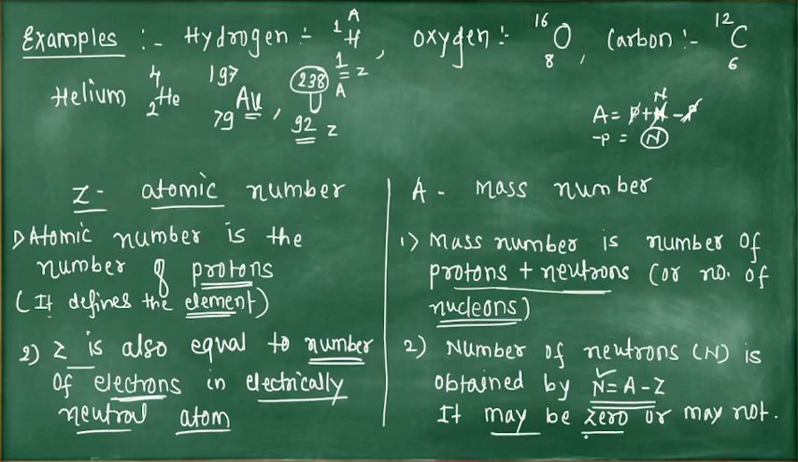Now the number of neutrons may be 0 or may be greater than 0. Sometimes neutrons are absent in the nucleus. For example, take 1H1. Z is equal to 1, and A is equal to 1. So the number of neutrons is 1 minus 1, which is equal to 0. So in this case the number of neutrons is 0. Neutrons are not in the nucleus.